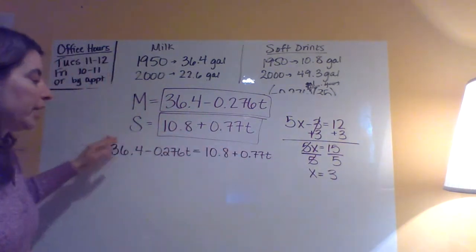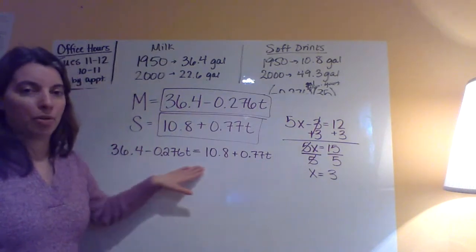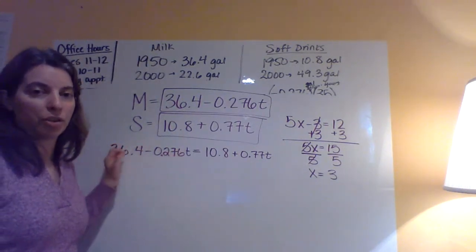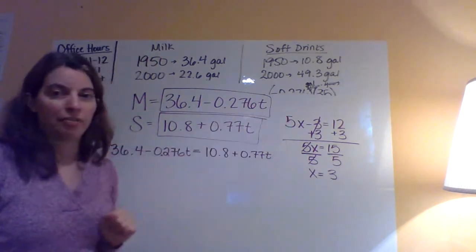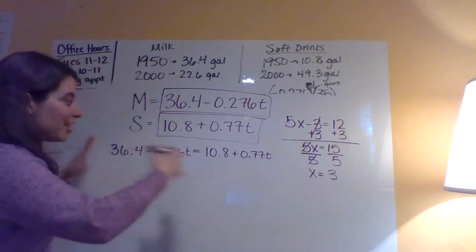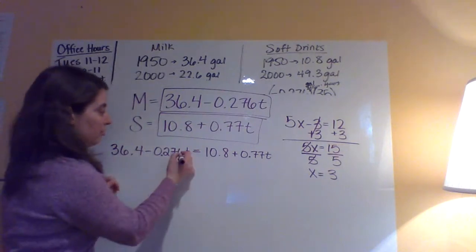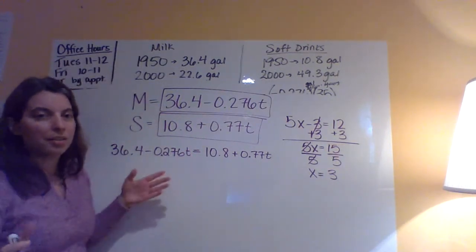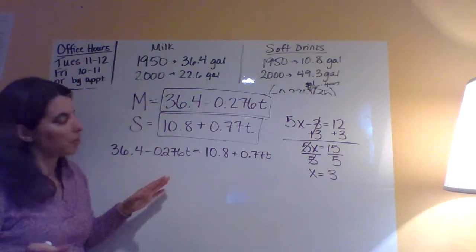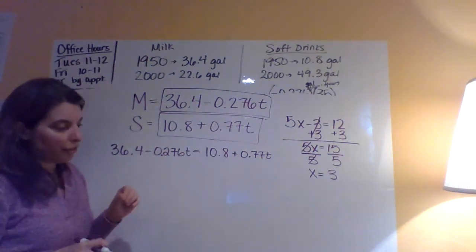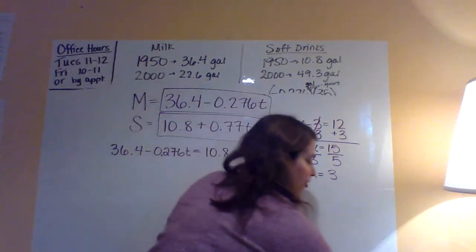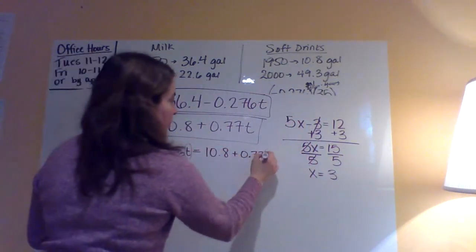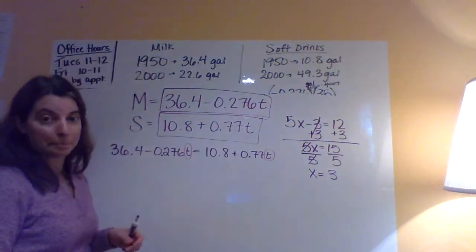This really only has one little tiny step more than that. Part of the reason this looks worse is because we have numbers like 36.4 instead of numbers like 5. So don't let all the decimals get you nervous about it. You can use your calculator. It's just another number. The other thing that's different is that now I have variables on both sides of my equal sign.